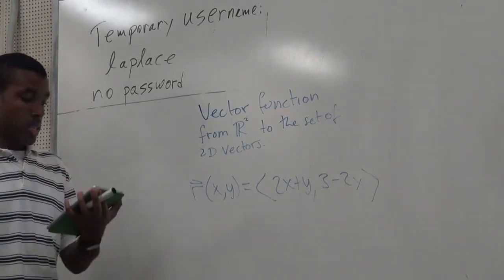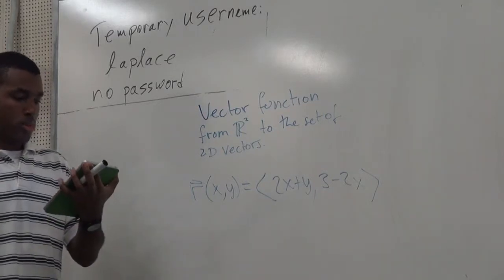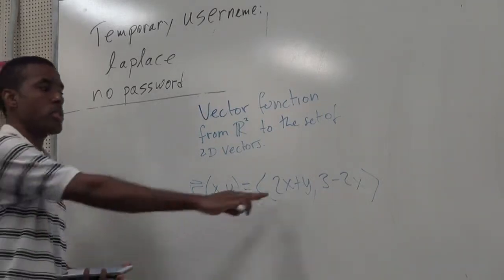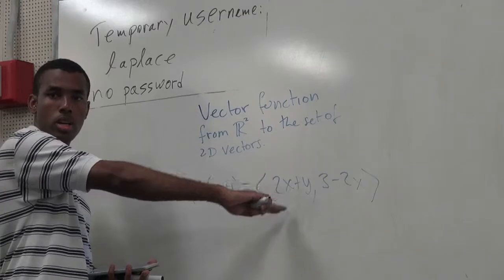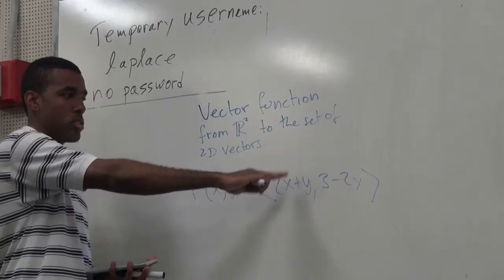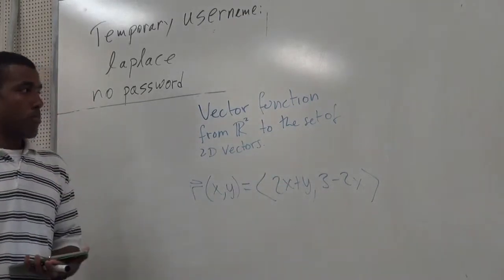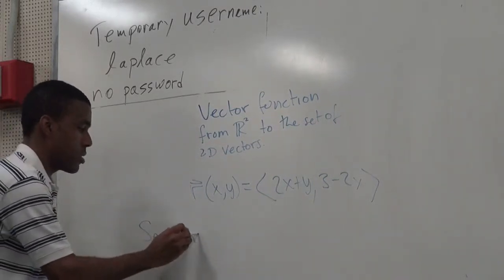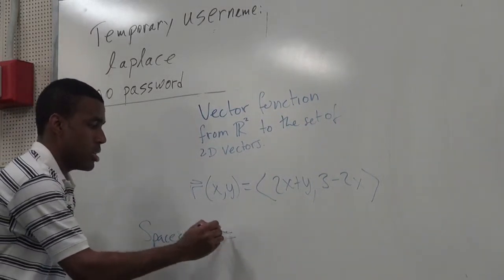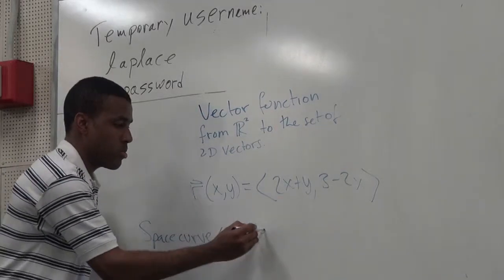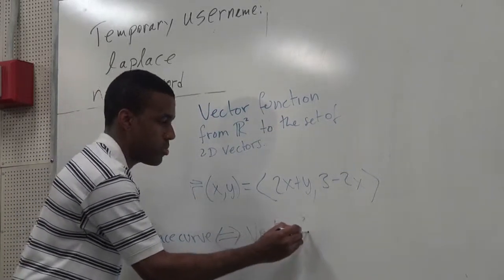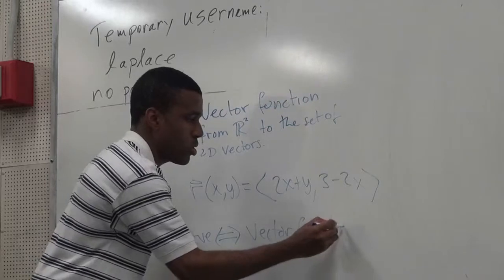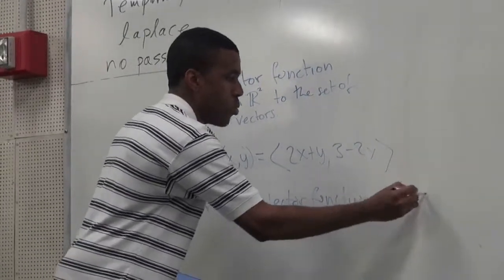And the second one is, what is the relationship between a vector function and a space curve? Of course, to take the integral, you integrate each component, and for the derivative, you take the derivative of each component. A space curve is the same as a vector function with one parameter.